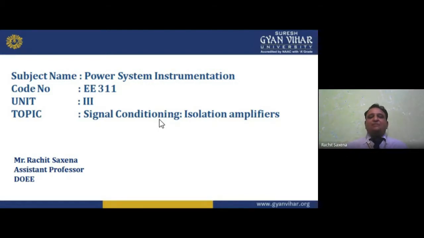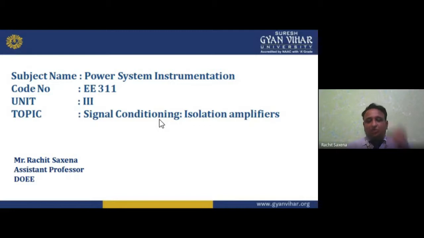Why are we using an amplifier, my dear student? I earlier told you, I want the signal which I convert with the help of the transducer. Now I have to basically amplify that signal. So I need what? I need an amplifier. So that is why we need amplifiers.